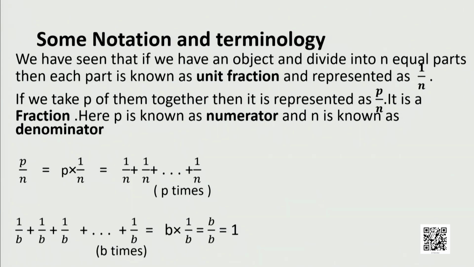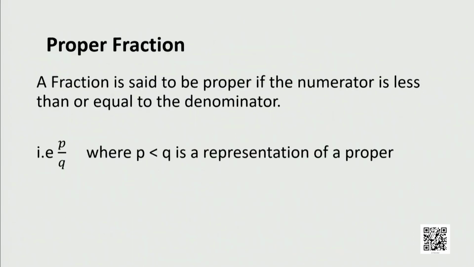Again, if there is a unit fraction like 1 over b, and consider this case, when I am adding this b times, what does it mean? This means that it is the whole. So how do you represent the whole? You represent the whole by 1. So 1 over b, when added b times, would be 1. So you should remember these notations and these conversions.